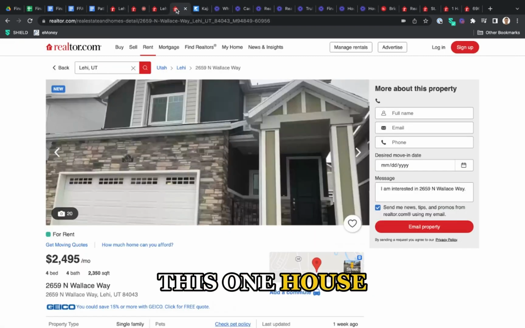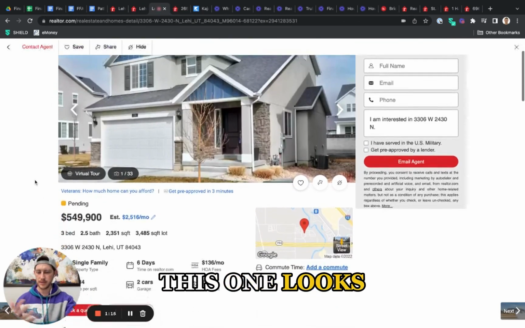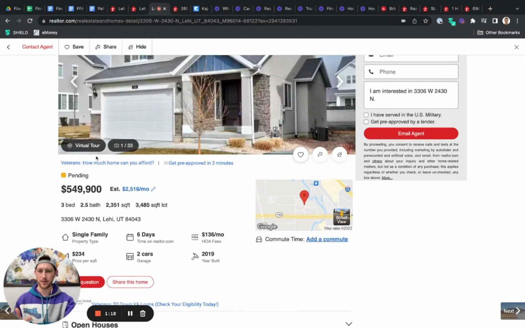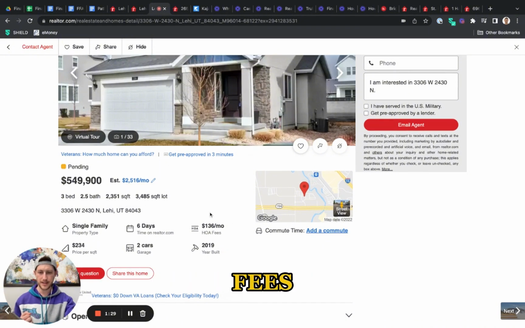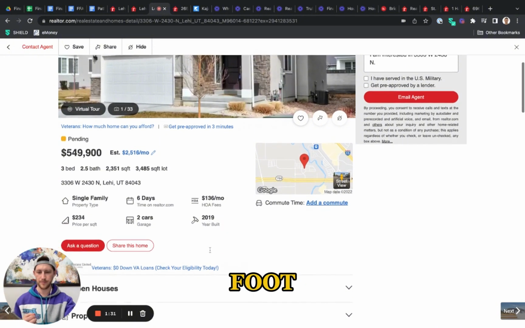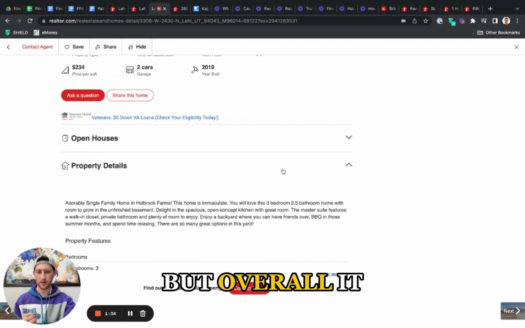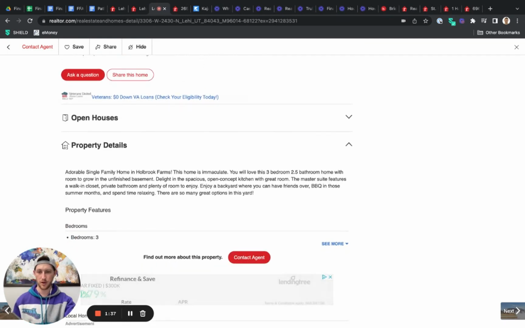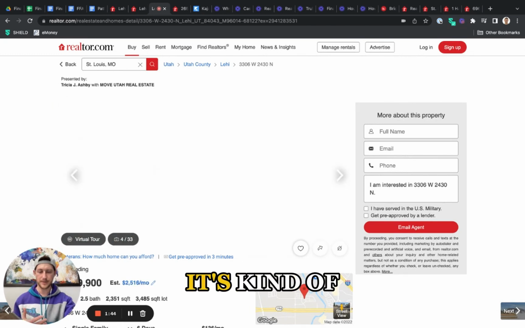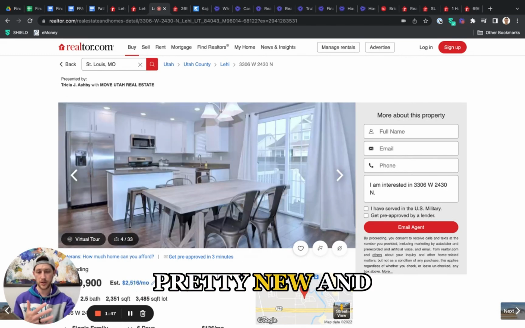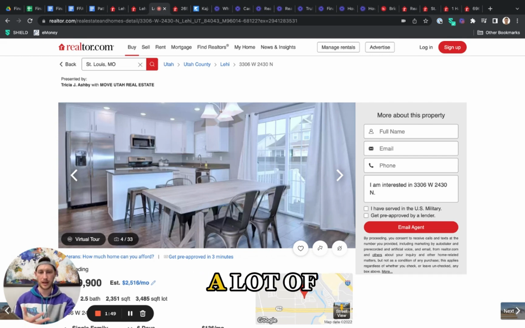So I found this one house for sale. This one looks like a nice house on a pending sale right now for $549,900. It's got 3 bedrooms, 2.5 baths, about 2,300 square feet. There's some HOA fees, price per square foot, all that. But overall, it looks like a pretty nice home. Looks like it's in good condition, so minimal updates needed. It's kind of in a little community there, pretty new and up to date. So not a lot of upfront costs there as far as renovations go.